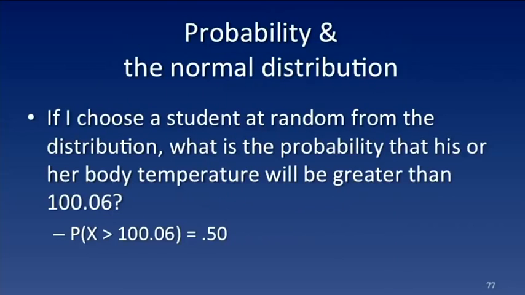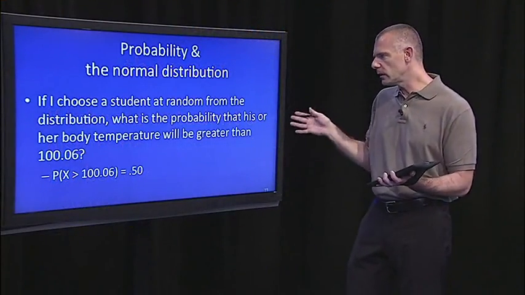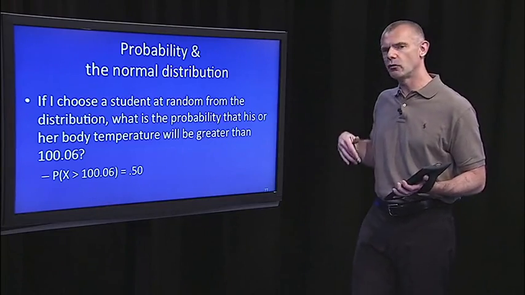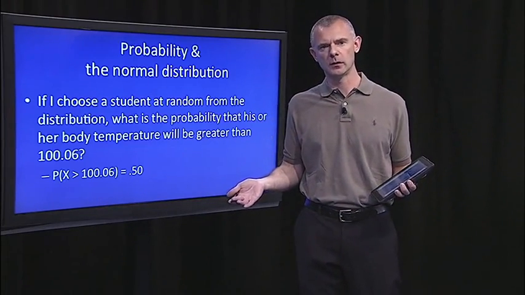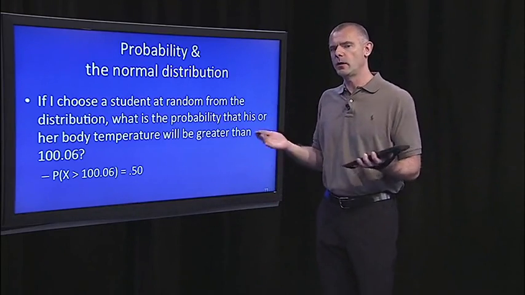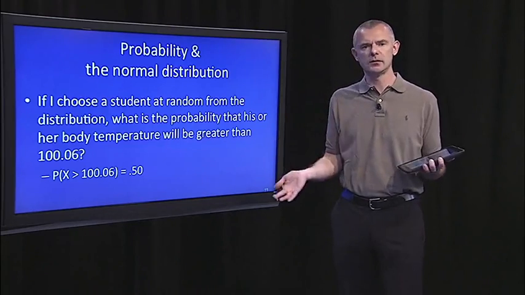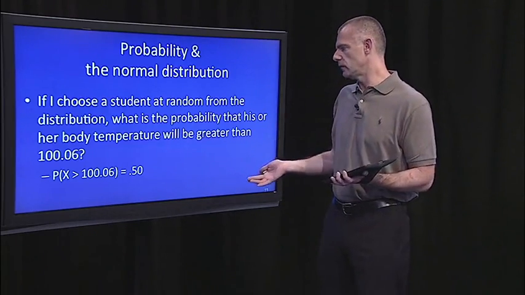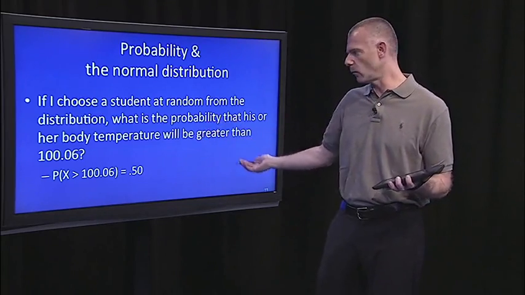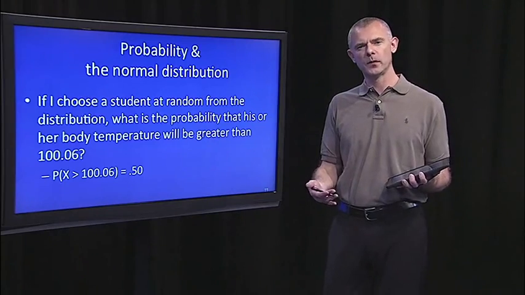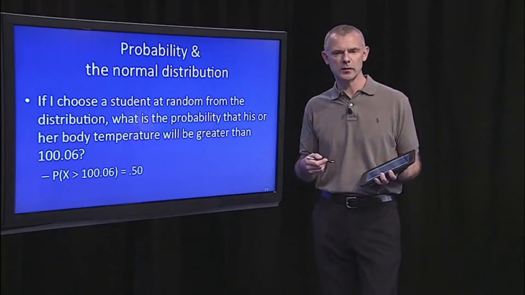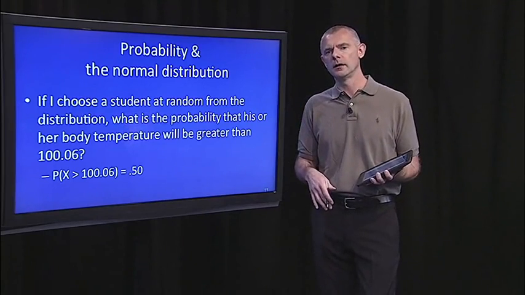So now I could say, what if I just chose one student at random from all of you people taking this course? If I just chose one student at random from the distribution, what's the probability that his or her body temperature would be greater than 100.06? Well, how many ways can that be attained? Well, it's half the distribution, right? So the probability of x being greater than 100.06 is 0.5. So we can now start to make probability judgments about where people fall in the distribution.